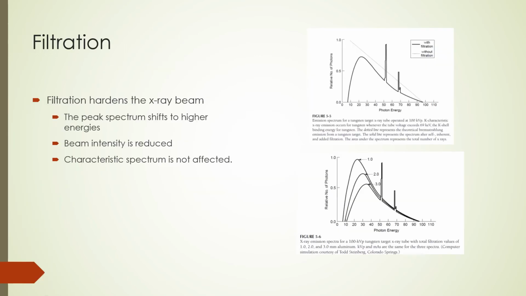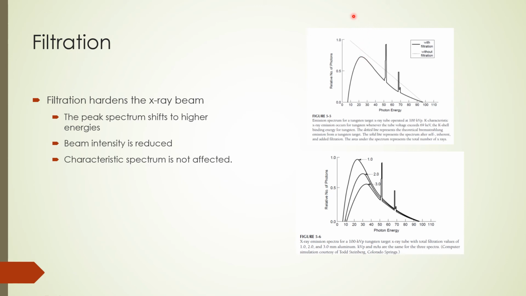The X-ray beam used in diagnostic imaging is a polyenergetic beam having a range of energies from a low energy end to a maximum energy as shown in this top figure. When a piece of metal like aluminum is placed in the X-ray beam, the beam is filtered. Filtration hardens the X-ray beam by attenuating the lower energy photons. So the peak of the spectrum shifts to higher energies as shown in the filtered beam in this top figure. The beam intensity is also reduced.